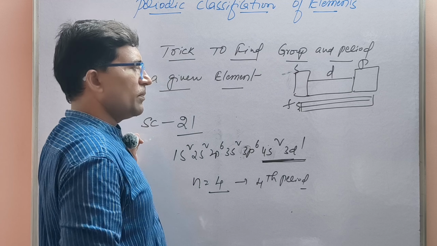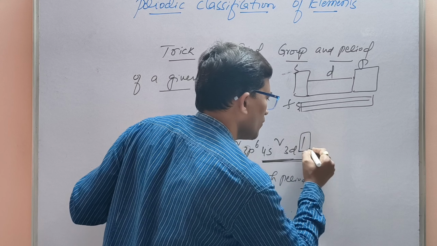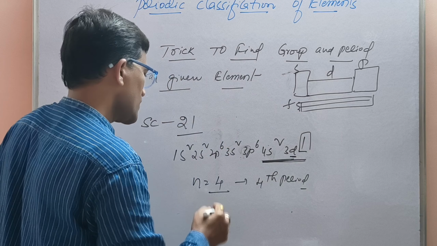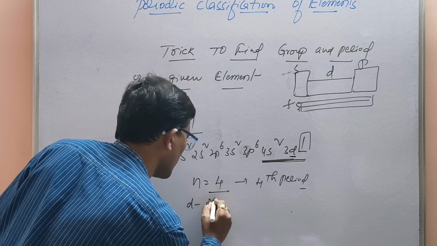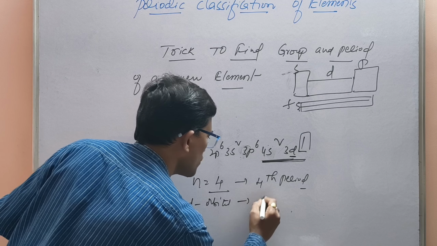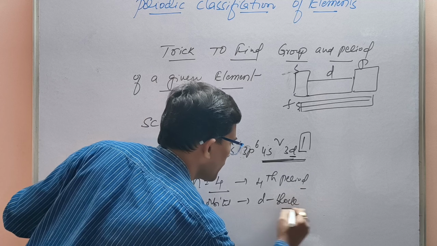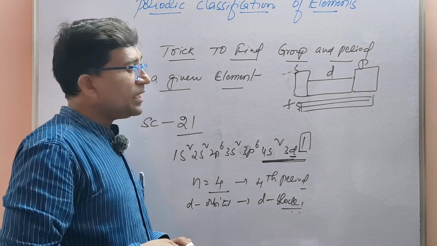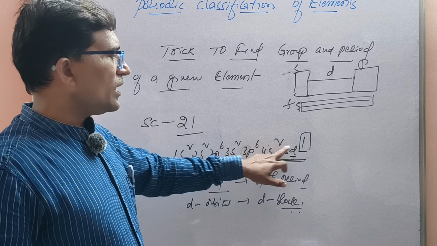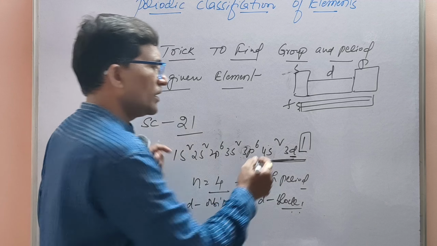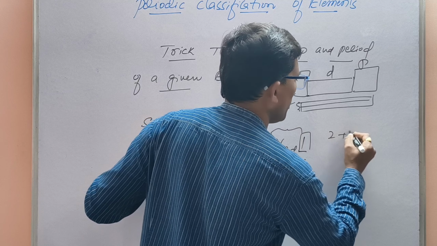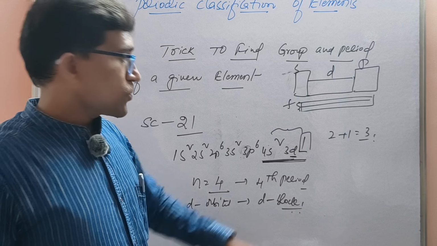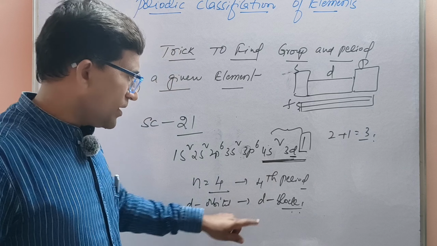And next, think about the last electron. It is in which orbital? D orbital. So the last electron is in the D orbital. It belongs to which block? D block. And not only that, how many electrons are there in these two together if I count? The total number of electrons is 2 plus 1, how many? 3. So 2 plus 1, 3 means D block.